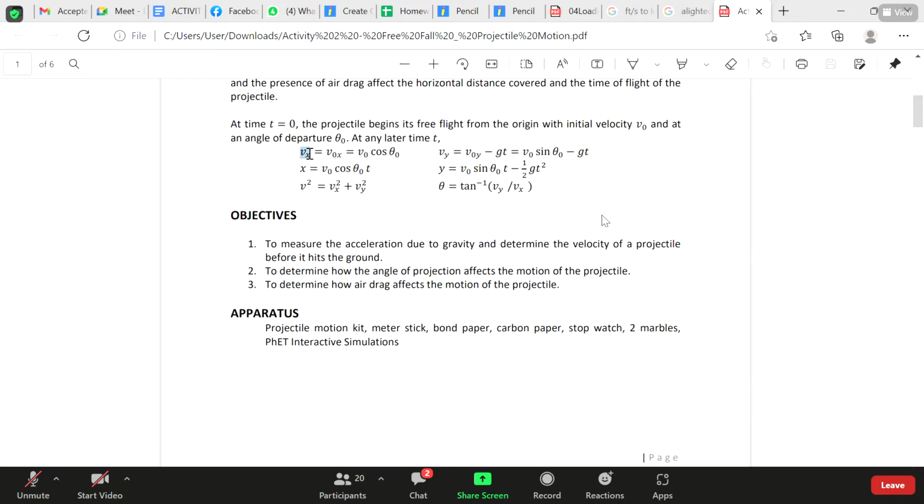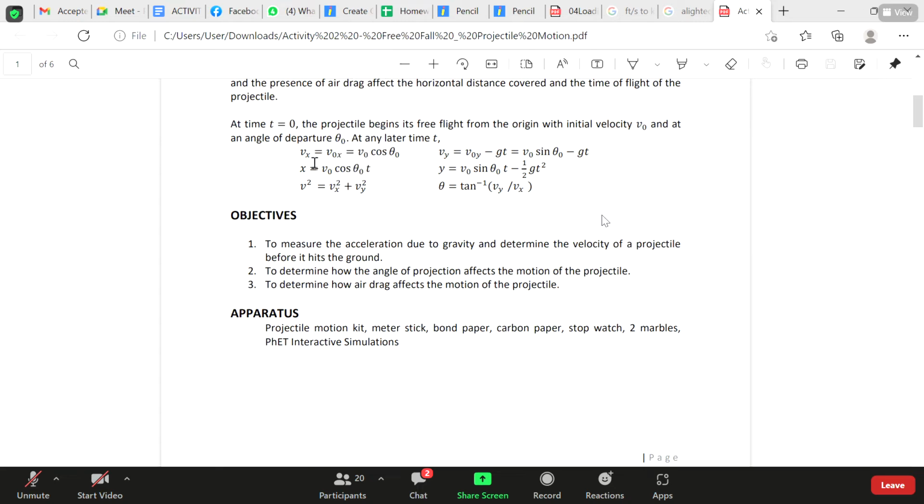And then finding the x and y components of the velocity at any time t, we have v naught cosine theta naught, and we have v naught sine theta naught minus gt. Again, your g here is constant, which is 9.8 meters per second squared. Now, you can see here that your v sub x, or the velocity of the marble undergoing a projectile motion, is equal to the initial velocity of the marble.